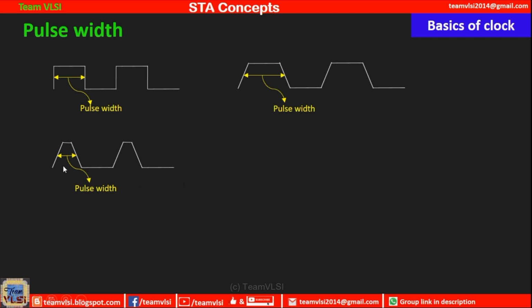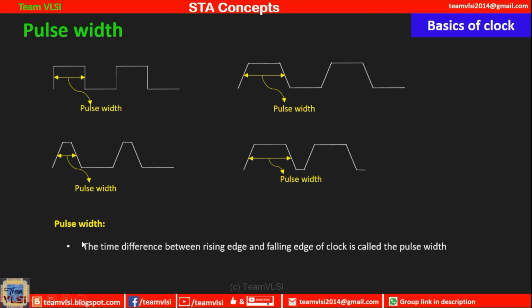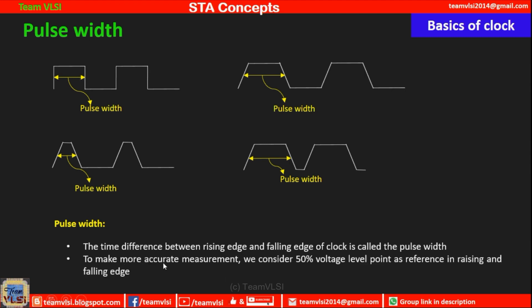If pulse width decreases, your clock signal will look like this, and if pulse width increases, your clock signal is going to look like this. So with a larger pulse width, your on time is large, and with a lower pulse width, your clock is on for a smaller duration. The time difference between the rising edge and the falling edge of the clock is called the pulse width. To make a more accurate measurement, we consider the 50% voltage level as the point of reference on the rising and falling edges.